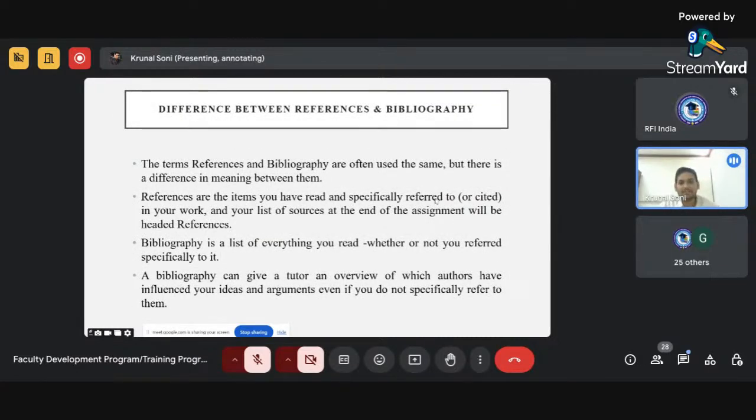So what is the basic difference between references and bibliography, right? This is the basic difference: a bibliography is a list of everything you read, whether or not you reflected it in your work, and references means the ultimate work that you have taken as a part of your quality work, that you have already cited or taken as help for your research work. So this is the compilation of references and bibliography in terms of format, types, parameters, importance, and differences.